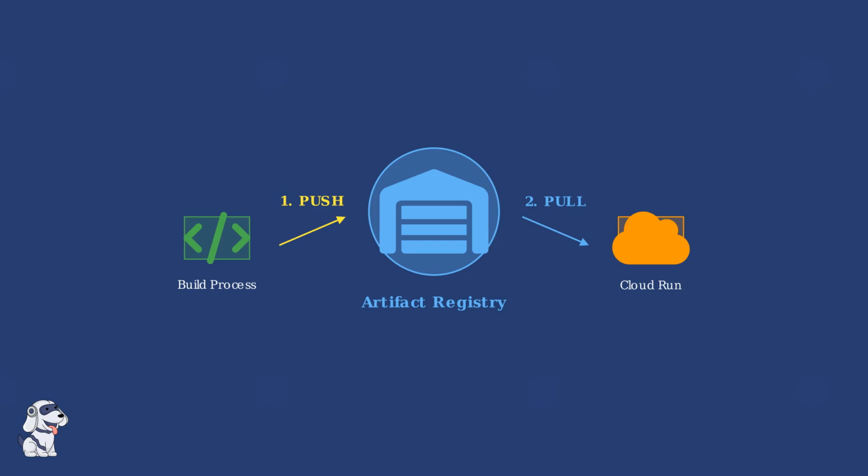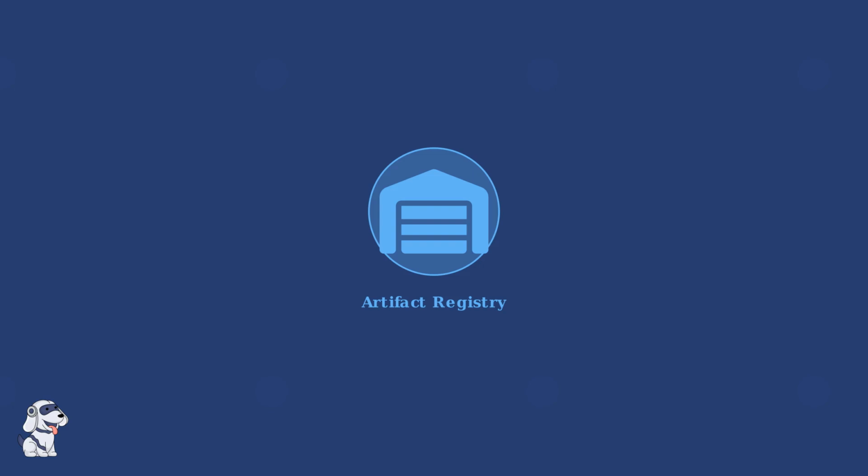Cloud Run exclusively pulls images from Artifact Registry. It cannot access images from Docker Hub, your local machine, or any other registry. This workflow is not optional, it's required. Artifact Registry serves as the mandatory bridge between your development environment and Cloud Run deployment. Let's summarize the key takeaway. Artifact Registry is your central container image repository. Every Cloud Run deployment must go through this hub, no exceptions.